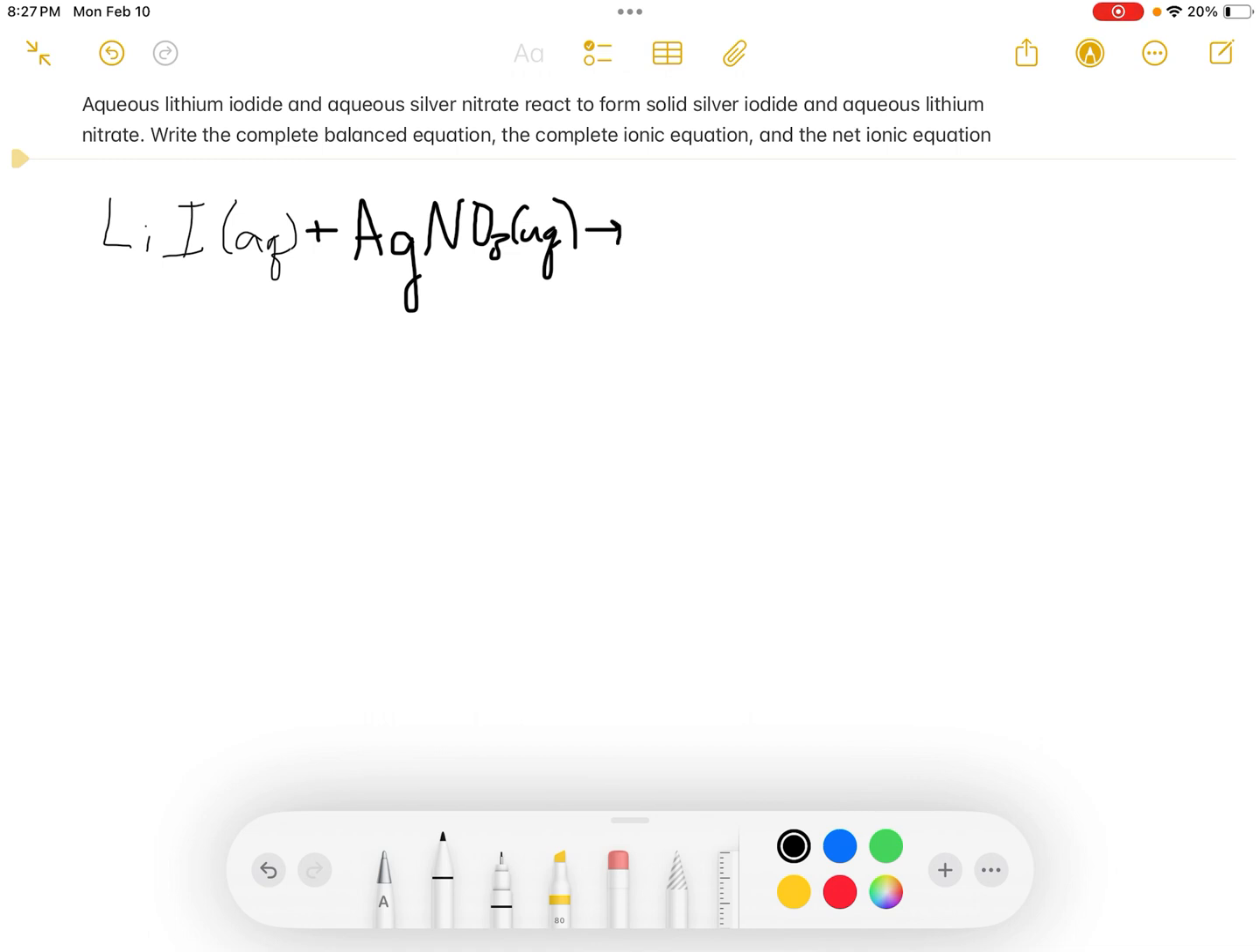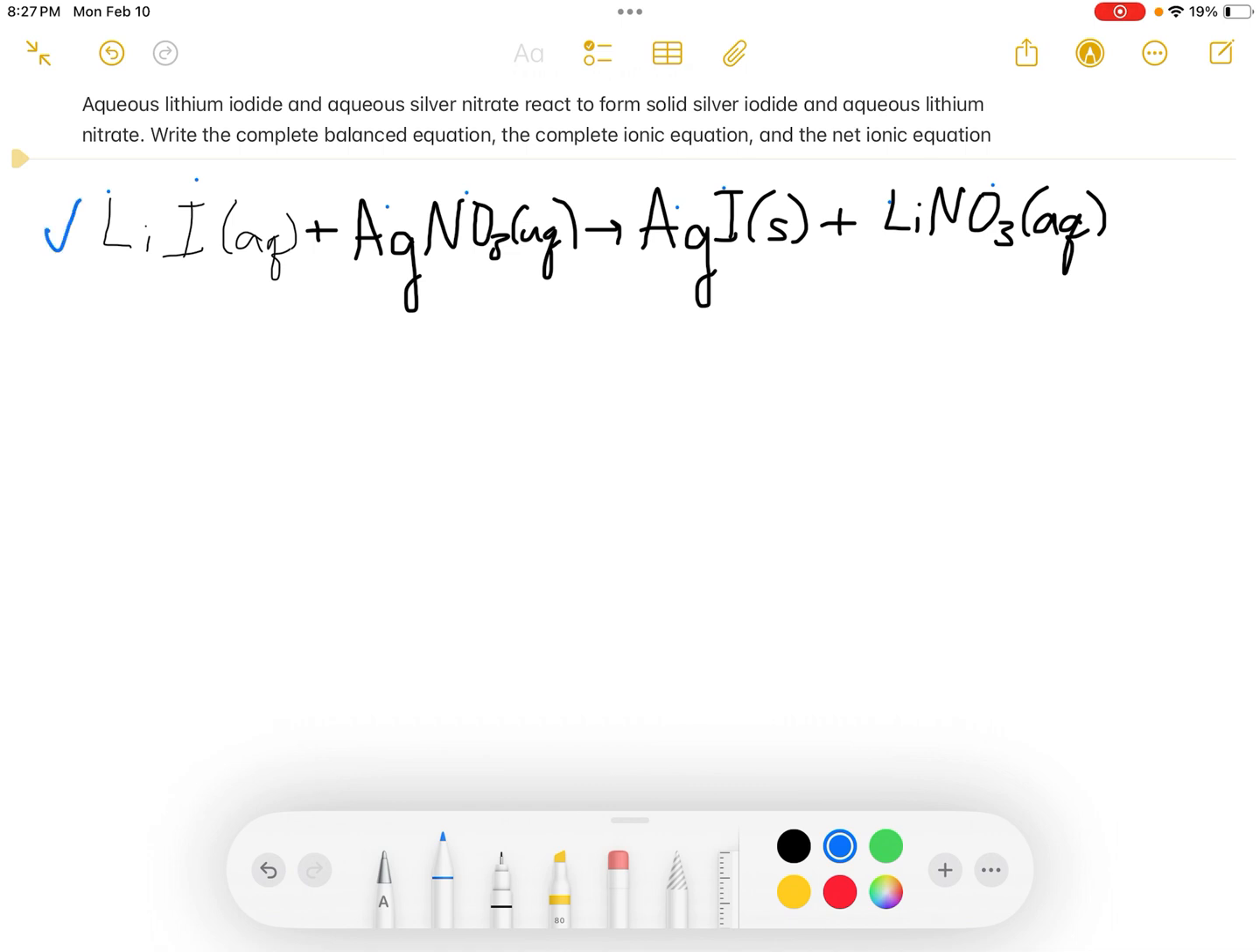To form solid silver iodide, it'll be AgI, which is solid, and aqueous lithium nitrate, LiNO3. All right, we have a skeleton equation here, and we have to check if it's balanced. We have one lithium on each side, one iodine on each side, one silver on each side, and one nitrate on each side. So this is already balanced, so that is our complete balanced equation.